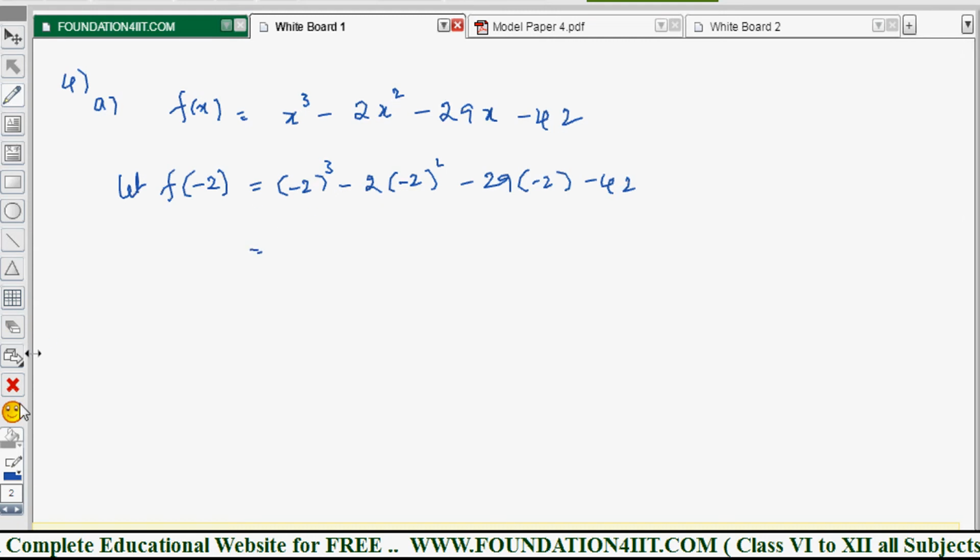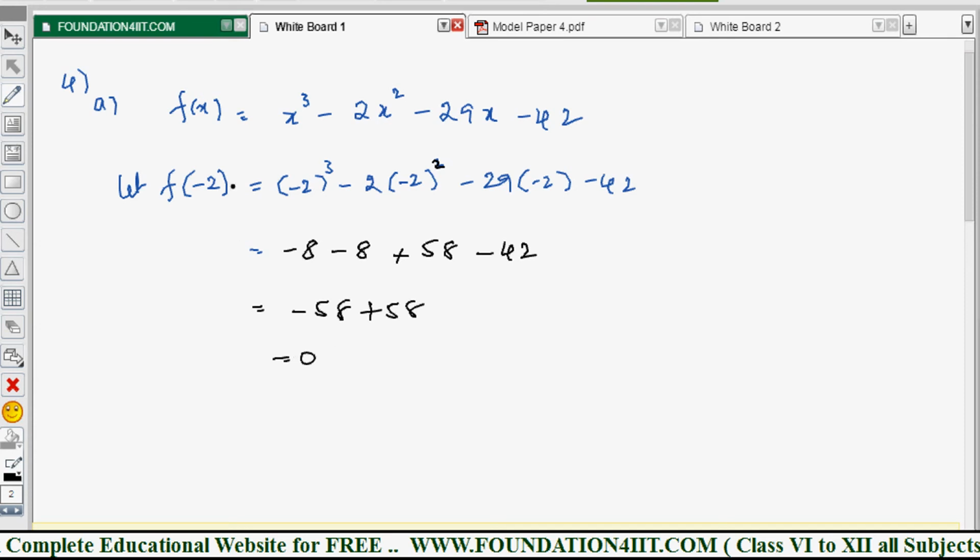Then we will simplify this. We get minus 2 power 3, that is minus 8. Minus 2 square is 4, and 4 into minus 2 is minus 8 again. Now minus times minus is plus, 29 twos are 58, and minus 42. Yes, minus 8 minus 8 minus 42 is minus 58. Minus 58 plus 58, then the value is 0, right? So we got the 0.